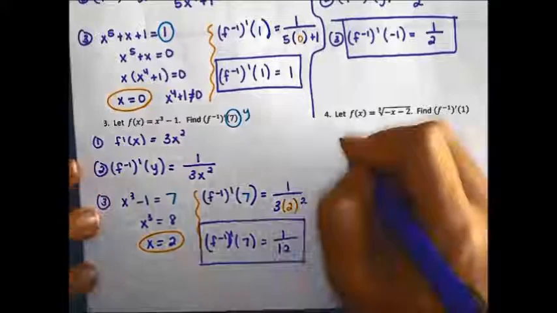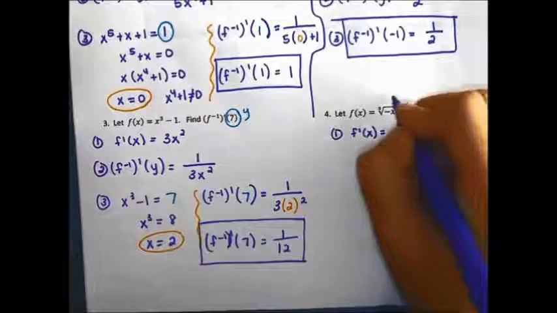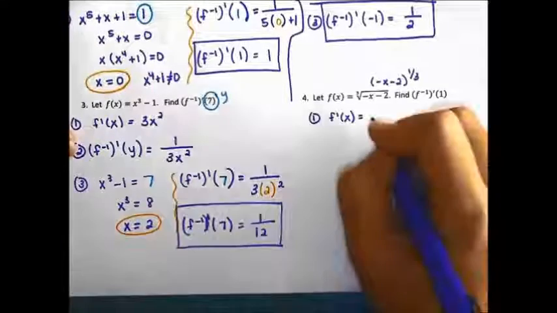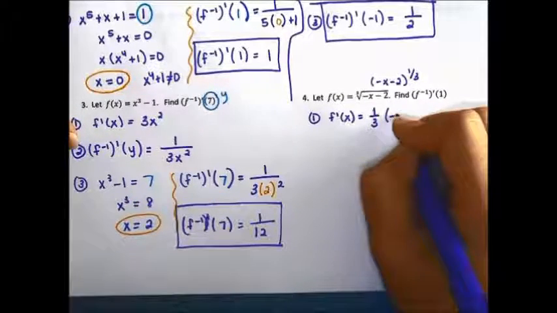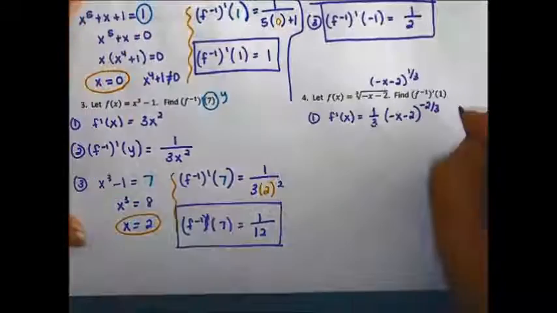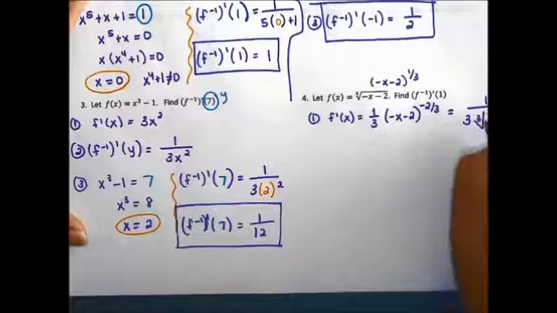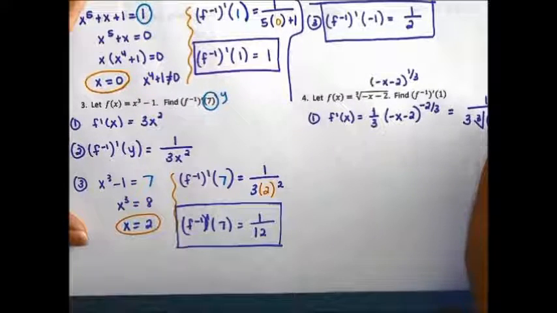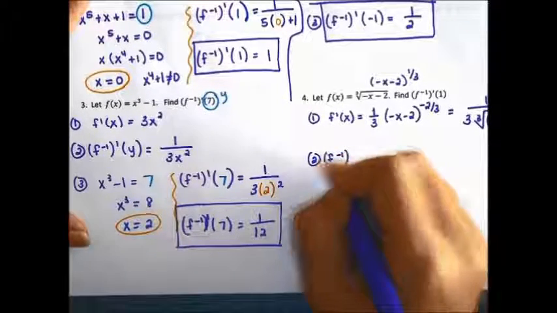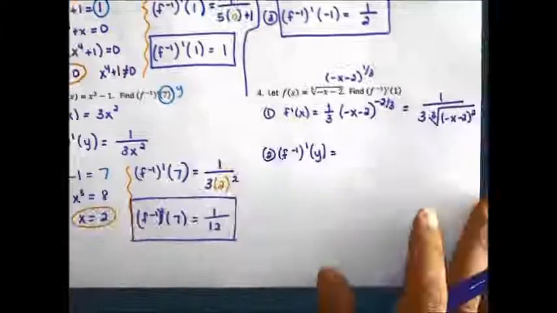Last but not least, let's try one more. So first we would take the derivative of the original. Now this is really like having negative x minus 2 to the 1/3 power. So I'm going to use power rule. I'm going to have 1/3 negative x minus 2 to the negative 2/3. Now I'm going to choose to rewrite that as 1 over 3 times the cube root of negative x minus 2 squared. Now my second step, the inverse function's derivative at the y value would be 1 over this stuff that I just wrote down over here.